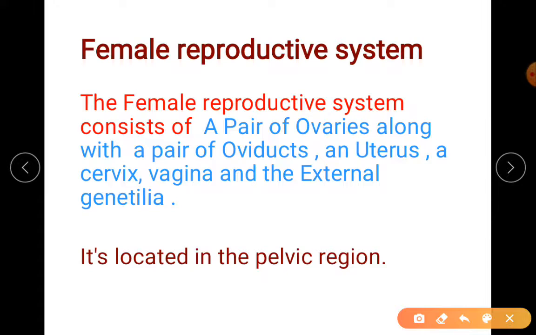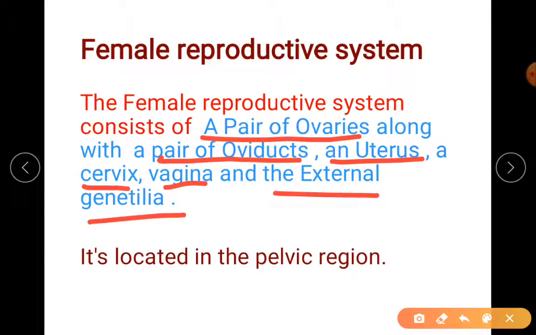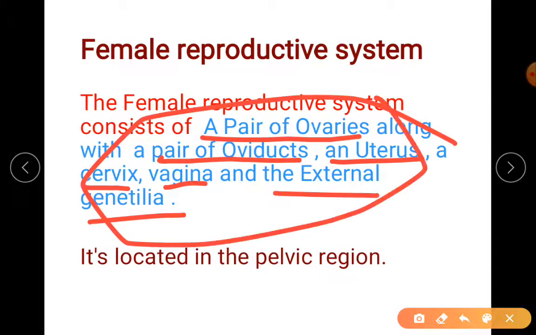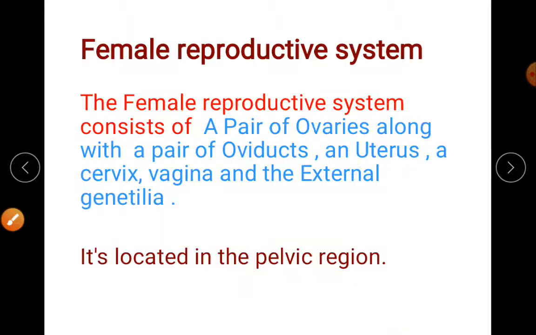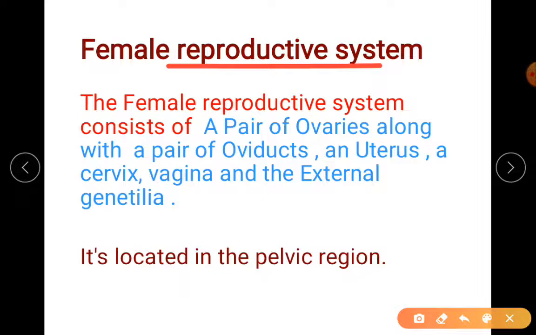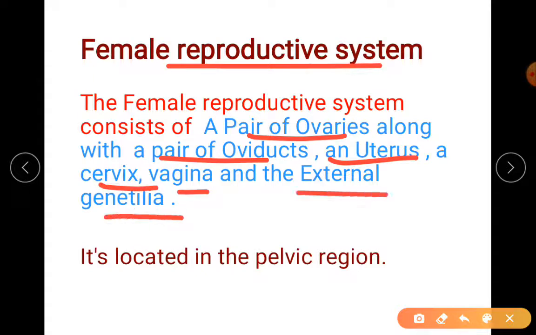So let us understand what it consists of. What does the female reproductive system consist of? The main is the pair of ovaries. Along with the ovaries, we have to know that there are a pair of ducts and uterus, cervix, vagina and the external genitalia. Now where are all these located? In the pelvic region. So you should be able to answer the parts of the female reproductive system: pair of ovaries, pair of oviducts, single uterus, cervix, vagina and the external genitalia.